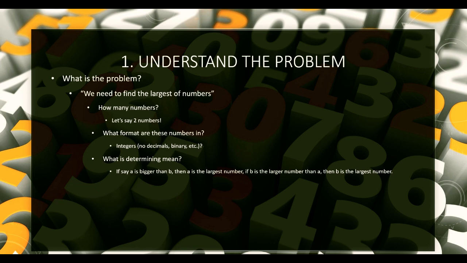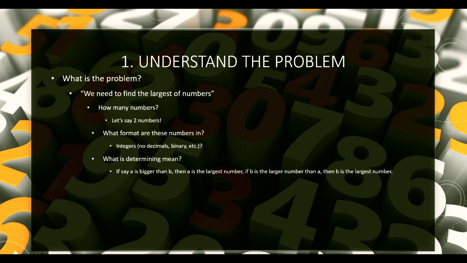So the problem was we need to find the largest of some numbers. That was pretty vague, right? So how many numbers? Let's say 2 numbers for now, but it can be any amount of numbers. And what format are these numbers in? We've probably learned in high school that there are decimals, integers, natural numbers, rational numbers, irrational numbers. There are many types of numbers. What are we trying to compare? Let's say integers here. Let's just keep it super simple.